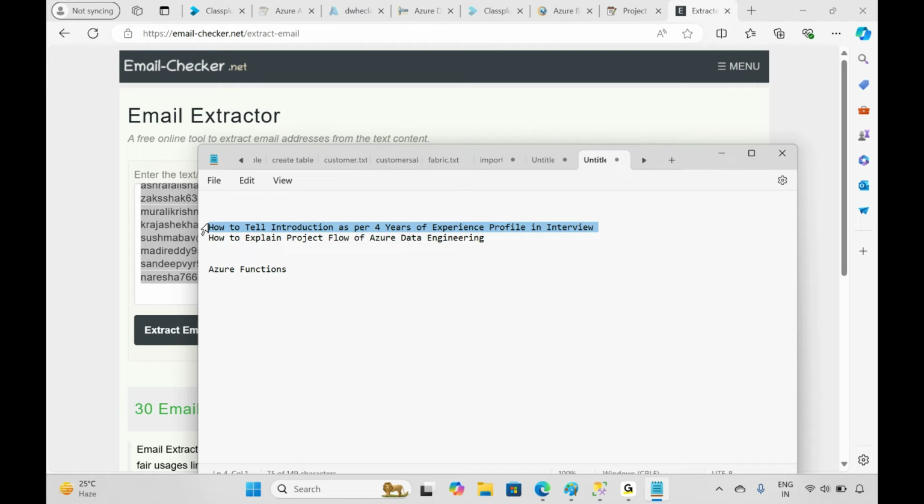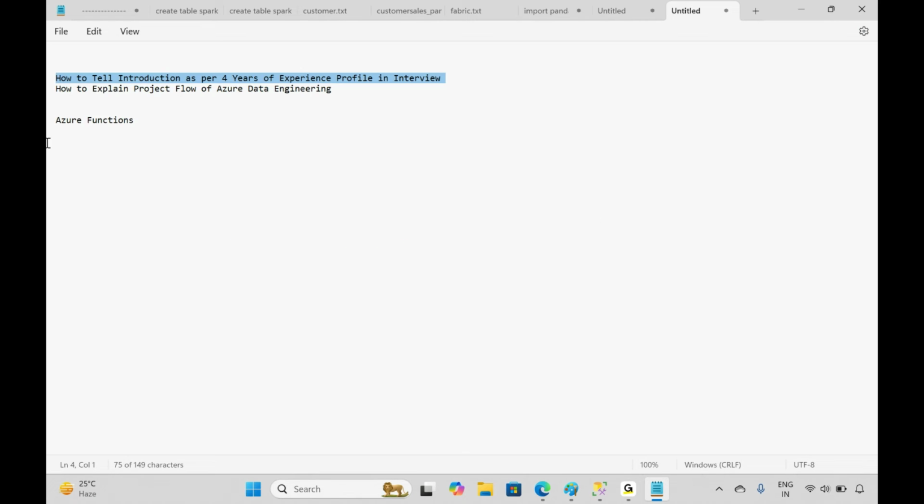And how to tell the introduction as per the 4 years of experience profile in an interview. If you see, many people who are attending and learning this Azure Data Engineering course might have some career gap. Some are already working in IT, some are working in non-IT, and some have a career gap. These kinds of backgrounds are trying to learn this Azure Data Engineering course.